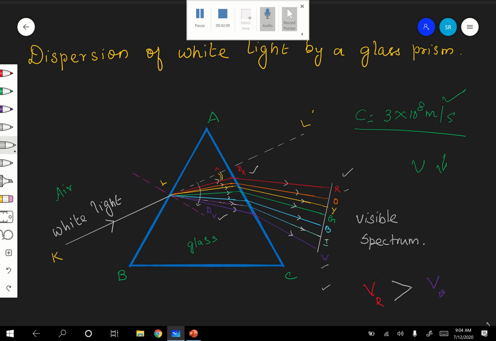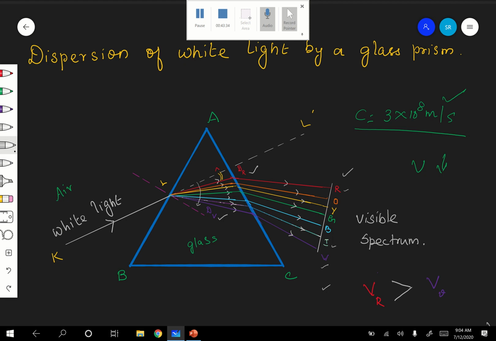They split. Red will be split at minimum, and orange next, yellow next, green more splitting, deviation. Next to that is deviation more for blue, then for indigo, and then for violet. Indigo, I am not getting the proper color, that is why I have drawn with this one. Okay, right. Is it clear?